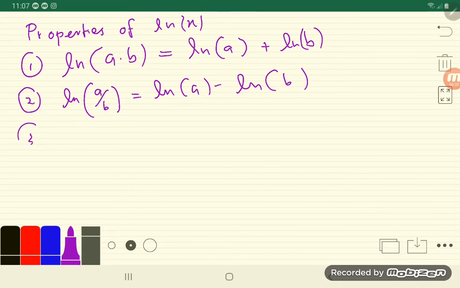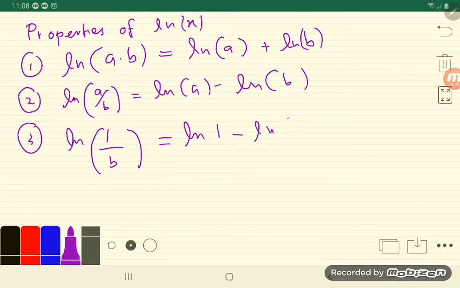Number 3, if you have ln a where the value of a now is 1, let's just immediately put here 1 over b. So you can change it to ln 1 minus ln b. And we already know that ln 1 is 0. So therefore the final answer is negative ln b. This is the third property.